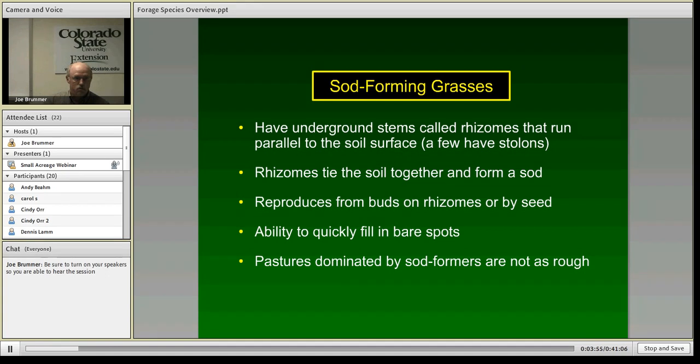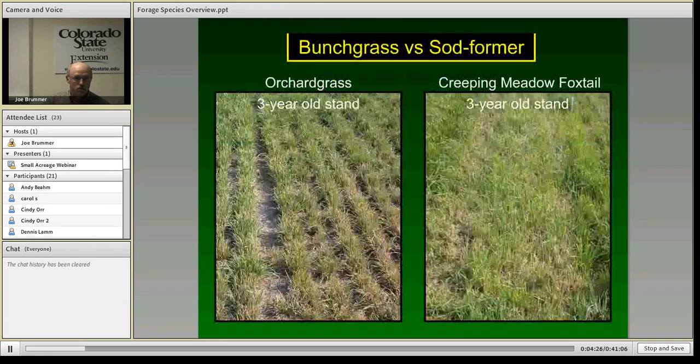And when I put together a mix of grasses, I like to include at least one rhizomatous or sod-forming species in the mix because, again, they can spread by these underground stems, and especially in pasture situations, there's always areas, you know, close to the water tank or areas where the animals trail where the grasses get trampled out. So these species can quickly fill in some of those bare spots and reduce your soil erosion, keep your pasture productivity up, those types of things. And the other positive thing is that pastures dominated by sod-forming grasses tend to be a lot smoother, a lot easier on your equipment out there.